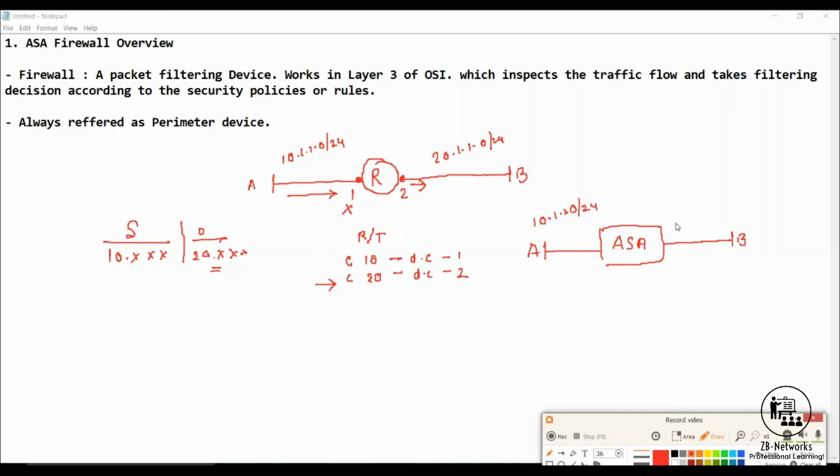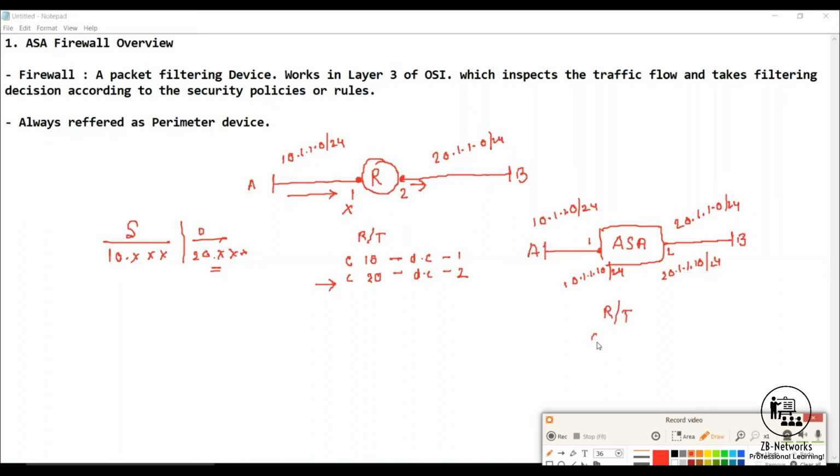We have got a 20 dot series subnet. All right. You place an IP address, let us say 10.1.1.10, on the interface of your ASA. You place here port 1, port 2, by the way. You place here 20.1.1.10/24 on this interface. It also maintains a routing table like a router.